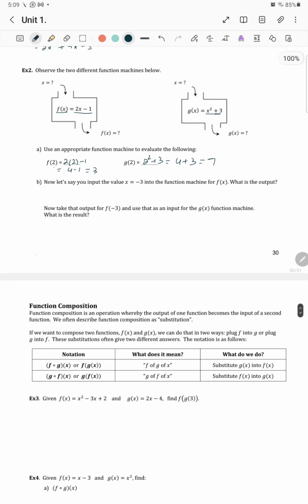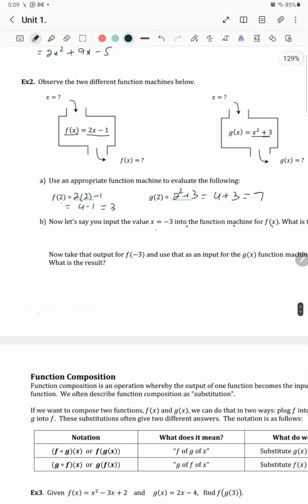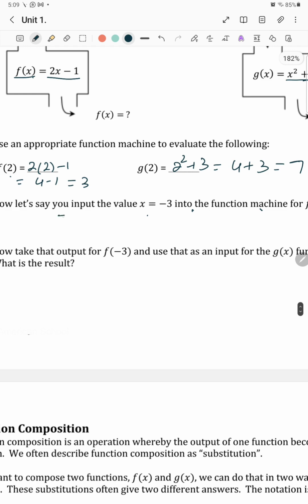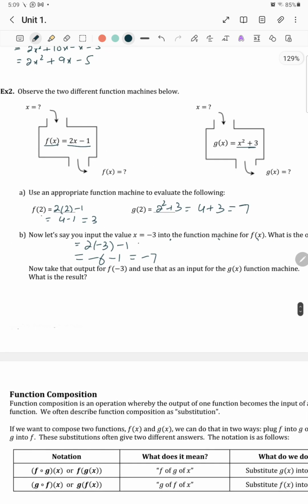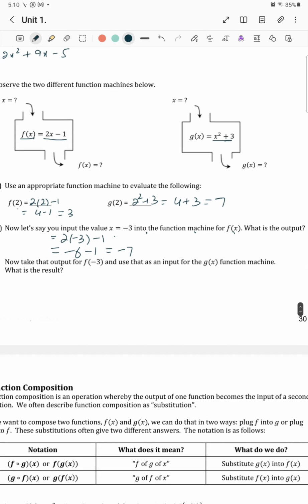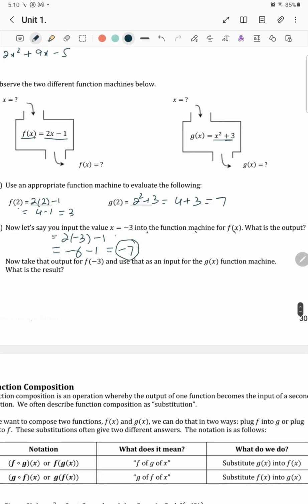Now let's say we input the value x equal to minus 3 into the function machine for f of x. X is equal to minus 3 in f of x, which is 2 times minus 3 minus 1, minus 6 minus 1, minus 7. Now take the output for f of minus 3 and use that as the input for g. Now we get the output as minus 7. We need to put it in g of x as the input. Minus 7 squared plus 3, 49 plus 3, 52.